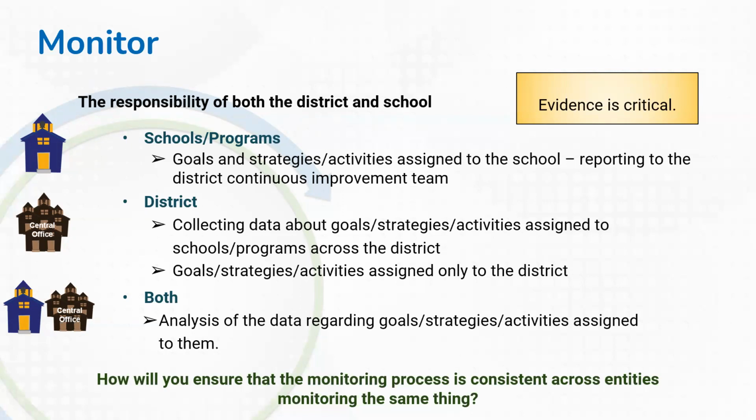And this is what this slide is talking about here. So we know that at the school level, this is really where the strategies and the activities live. This is the level that they're accomplished in most cases. And so that school continuous improvement team would monitor and possibly adjust, and then report out to that next level, which could be a district team.